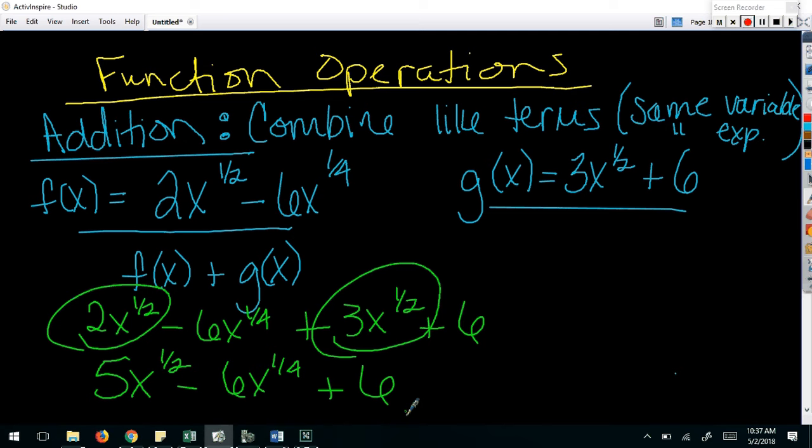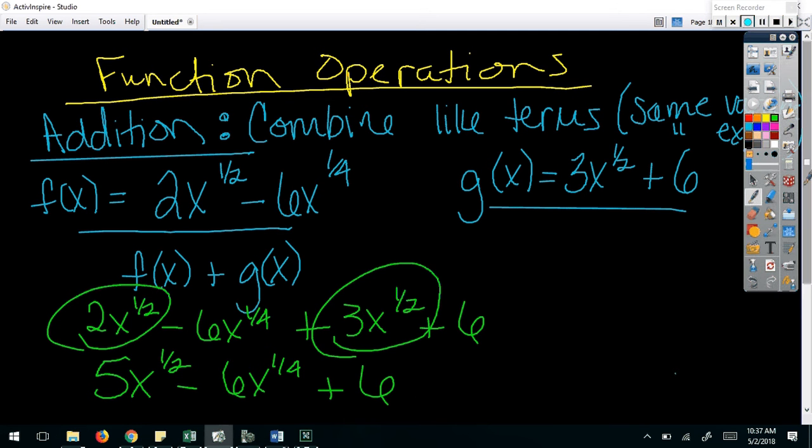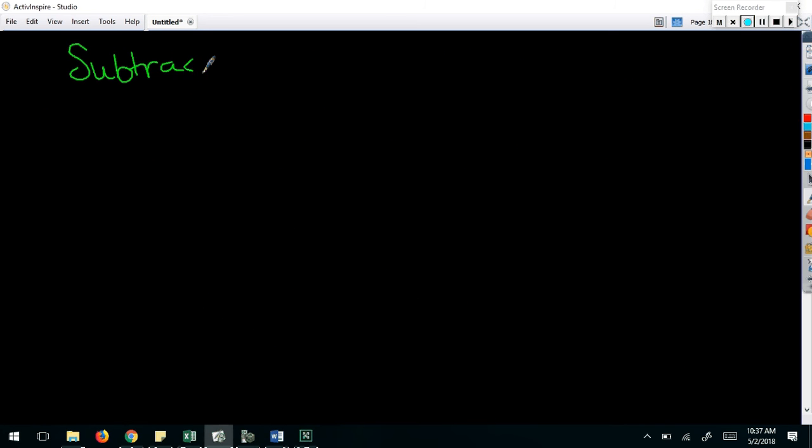That's addition. Now subtraction. Let's use this same f and g. F of x, what was f of x again? 2x to the 1/2 minus 6x to the 1/4. And what was g?